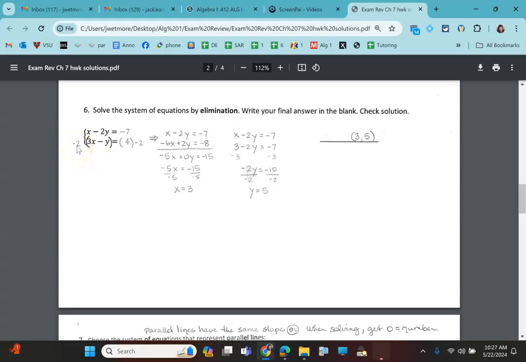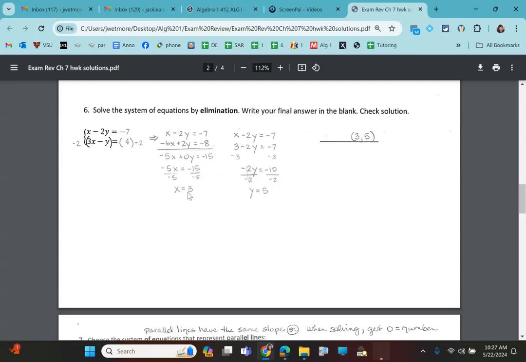So what I do to one side, I do to the other side. That means every single one of these is going to get multiplied by negative 2. So negative 2 times 3x would be negative 6x. Negative 2 times negative y would be positive 2y. And 4 times negative 2 would be negative 8. So now when I combine, x and negative 6x is negative 5x, 2y and negative 2y is 0y, negative 7 and negative 8 is negative 15. To get x by itself, we'll divide both sides by negative 5, and we'll get x is equal to 3.